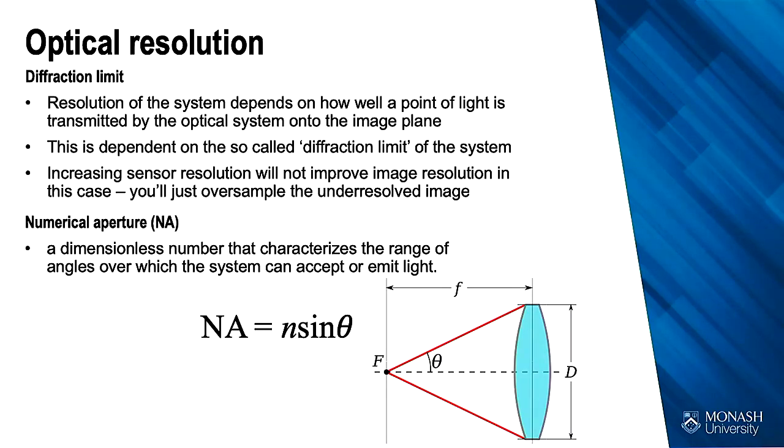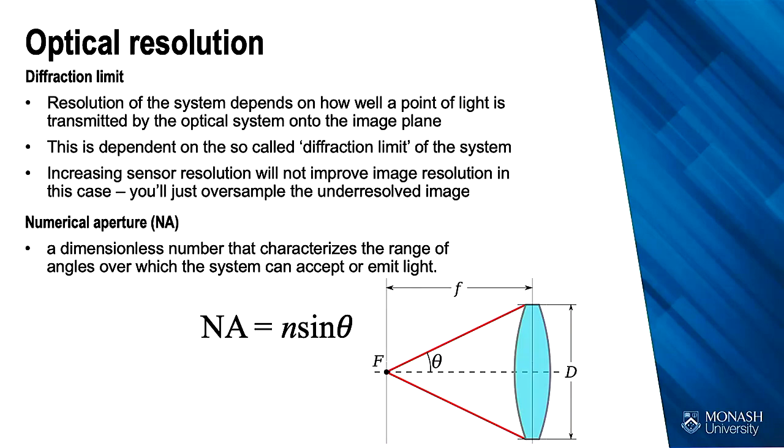Resolution depends on how well a point of light, as mentioned before, is transmitted by the optical system onto the image plane. And you have what's called the diffraction limit, whereby you can no longer resolve that point. It gets small enough that you can't resolve it anymore because of diffraction, and I'll explain that in a minute. So you can increase your sensor resolution, but it doesn't mean you can resolve smaller things necessarily. You can increase magnification, but all you're doing is oversampling a blurry image. You don't actually see anything new, you're just seeing a bigger blurry image, essentially.